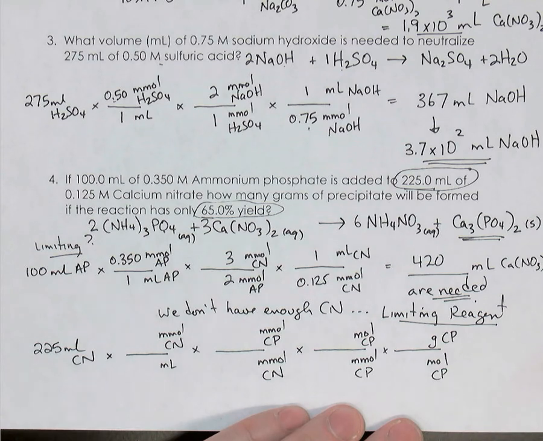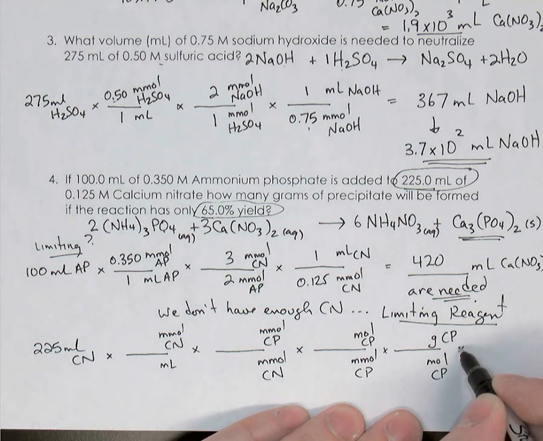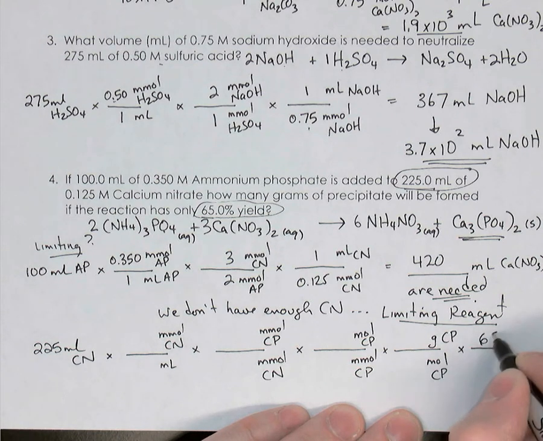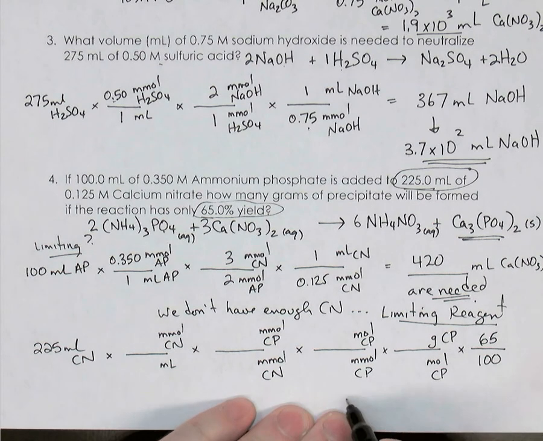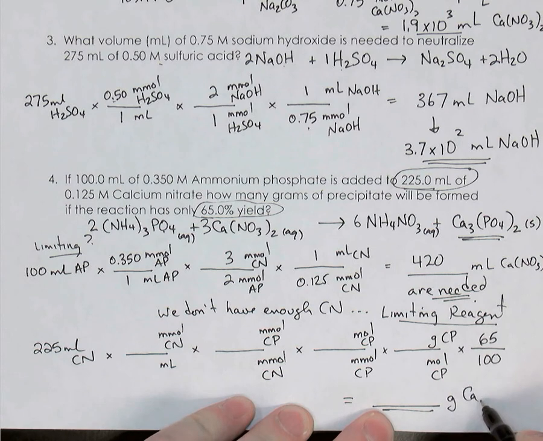So I'm going to take my answer and I'm going to use that percent yield. So since I don't get 100%, I only get 65%. So I'm going to multiply my answer by 65 over 100, 65%, to tell me how much I will get with that 65% yield. So this many grams of calcium phosphate will form, or will be recovered, is perhaps a better way to say it. Will be recovered, will be collected. Okay?